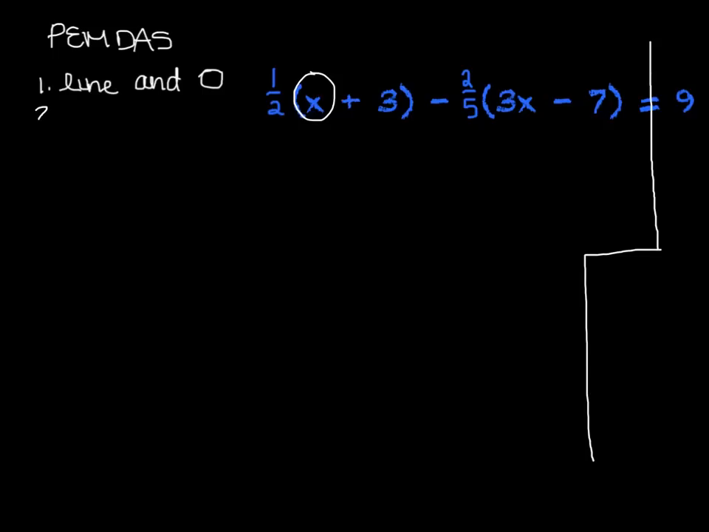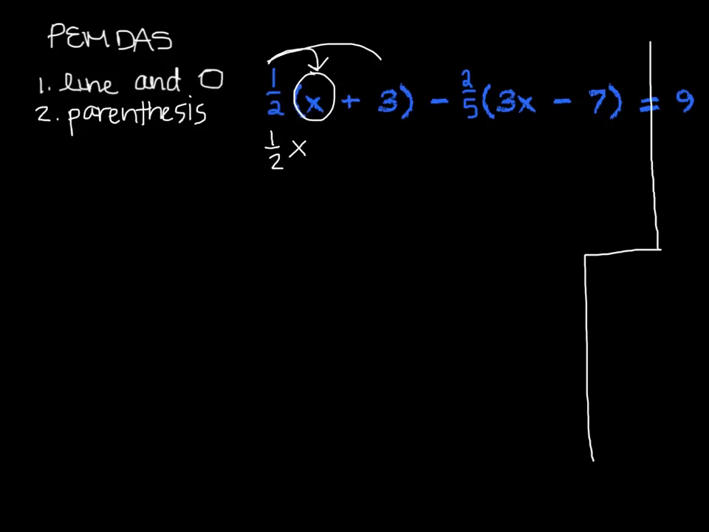The second thing I'm going to do is remember PEMDAS. PEMDAS is our order of operations, so the first thing I have to do is take care of the parentheses. This 1/2 is only going to distribute into this set of parentheses. The negative 2/5 will distribute into this parentheses. So 1/2 times x gives me 1/2 x.